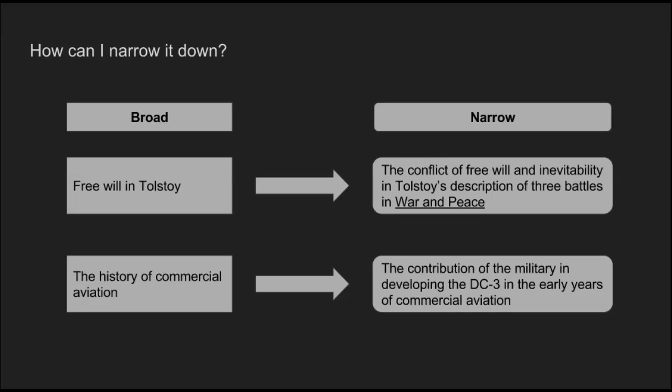Now, that might seem more complicated. Of course it is. But I've added in two more action kind of words and relationship words. So conflict and description. Okay? Contribution and developing. These are action words and description words that give it much more substance to work with. You can talk about conflict. You can talk about description. You can talk about a contribution or developing. Okay? How that action of contributing helped develop it. There's something that you can grab onto rather than just telling me the whole history of commercial aviation.